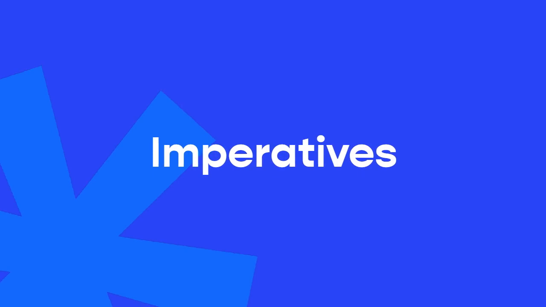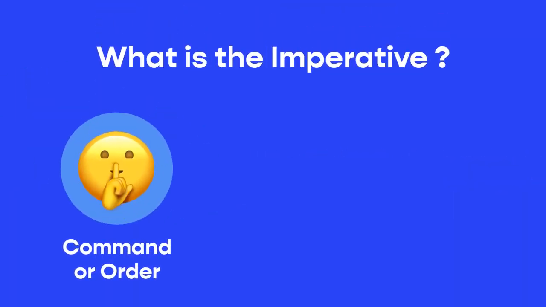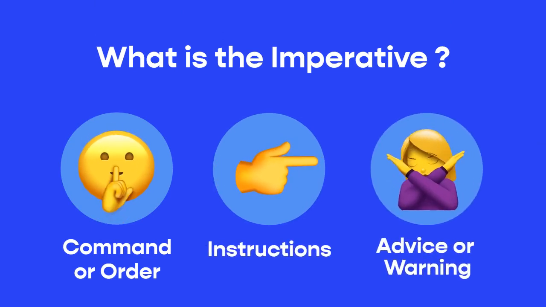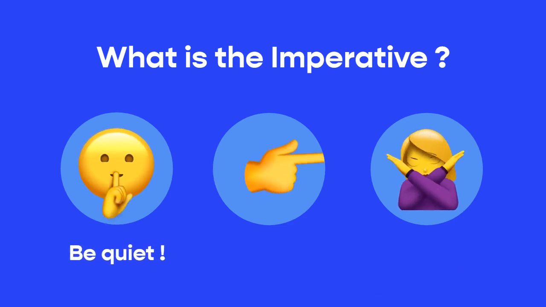Imperatives. An imperative is a command or order. It can also be used to give instructions, advice, or a warning. Like, for example, be quiet.